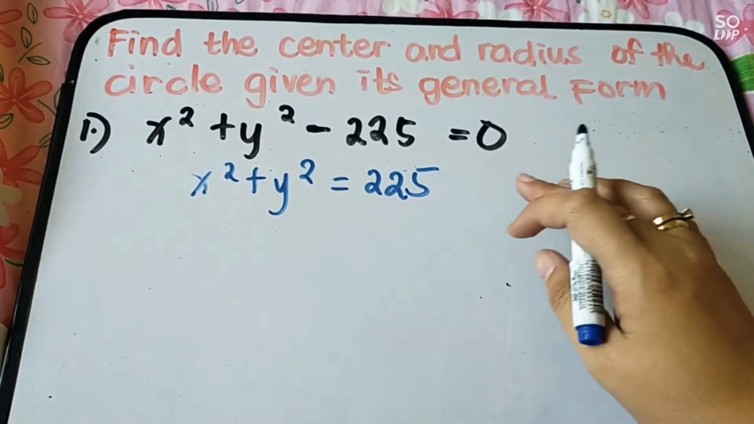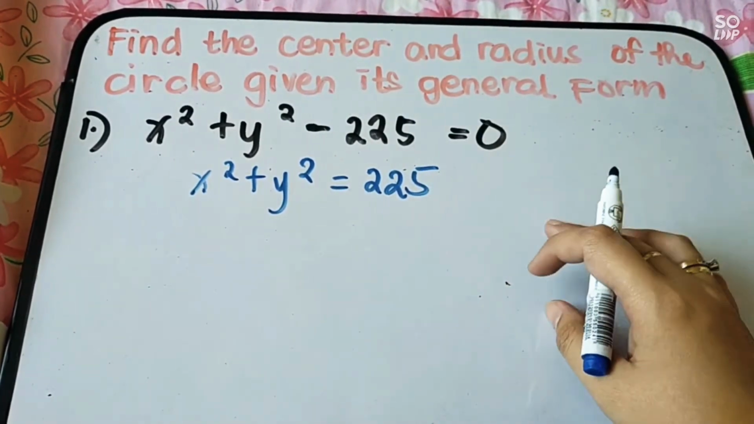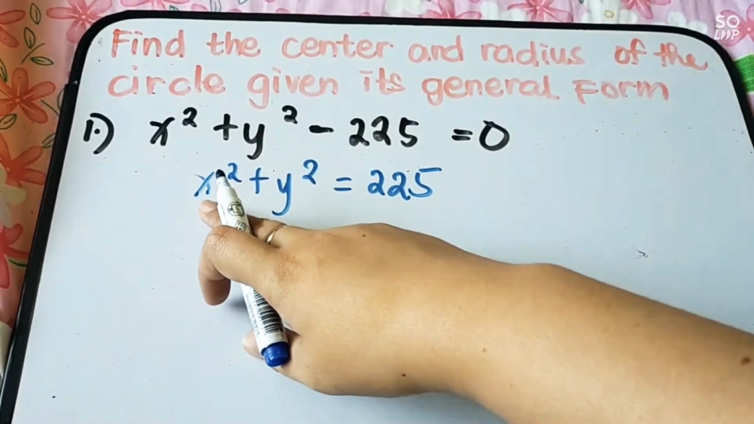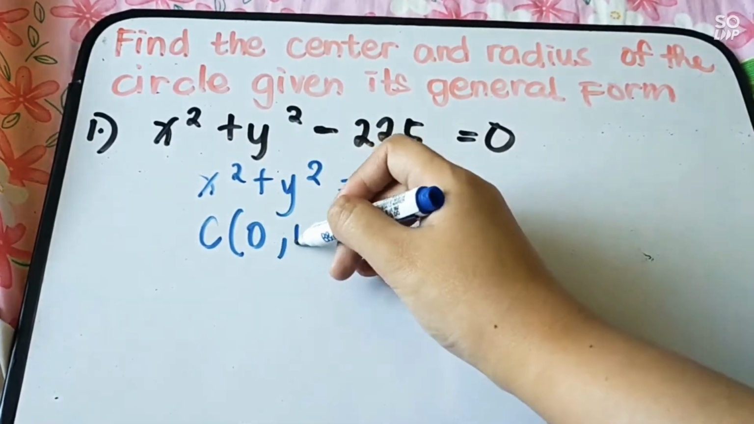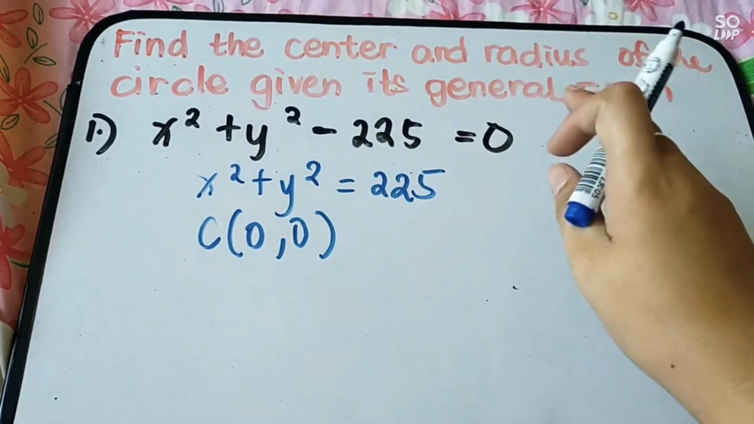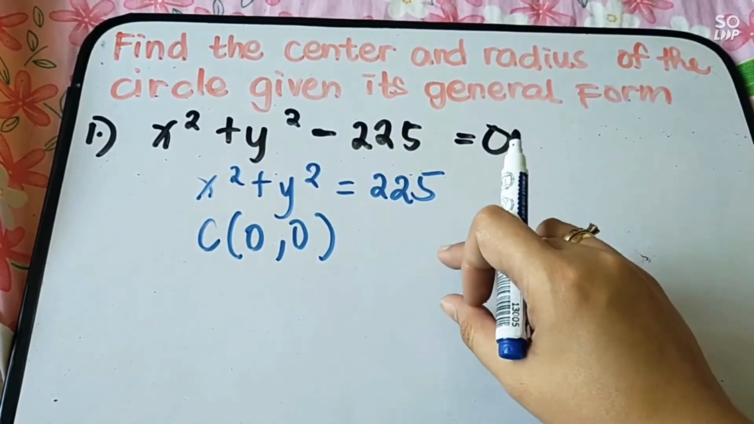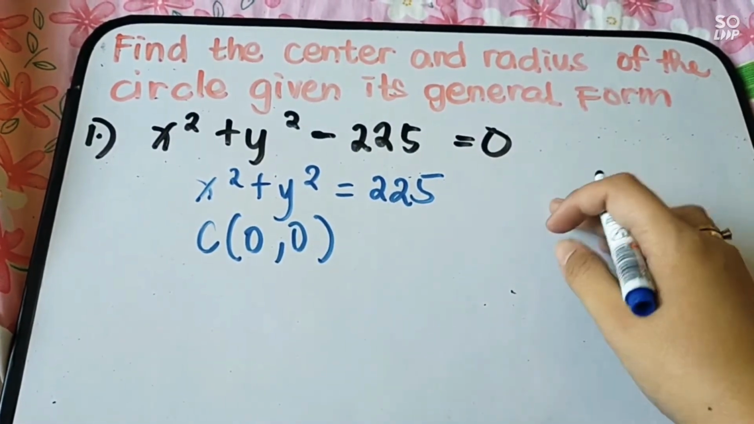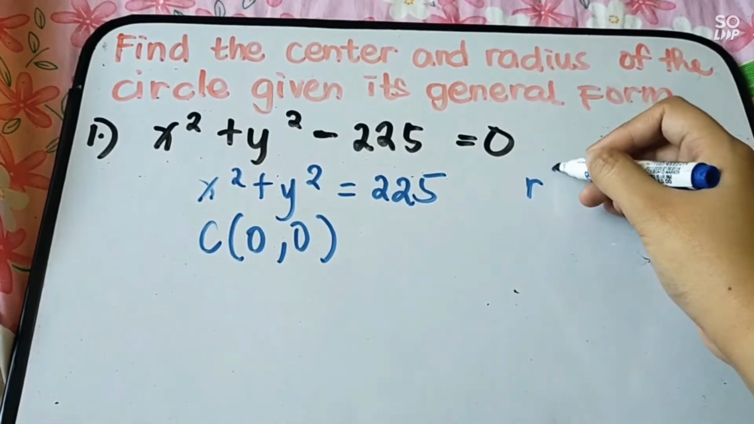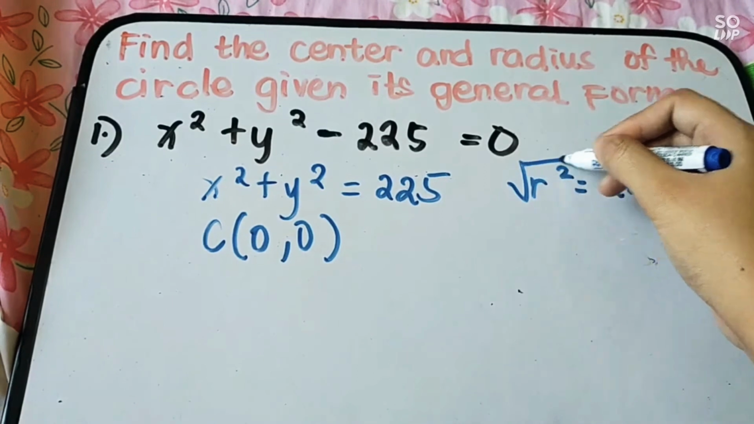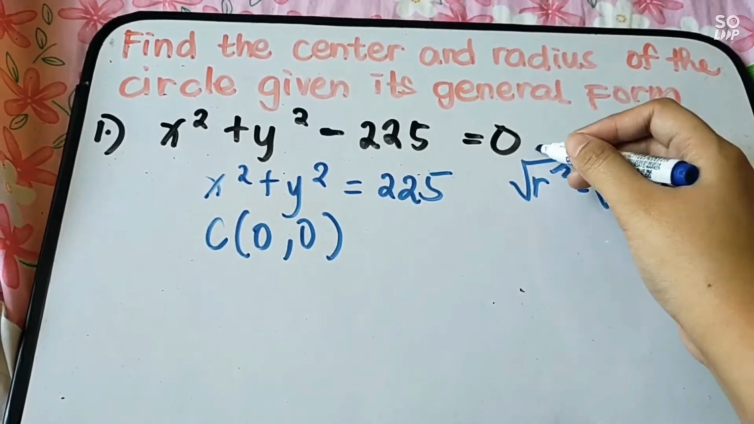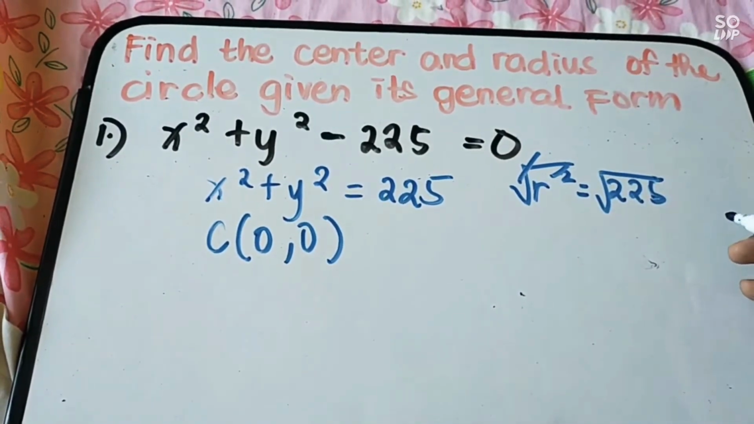Dito, makikita na natin agad yung center niya at saka yung radius. So, wala siyang h at saka k, therefore, ang center niya ay 0 and 0. Meaning, ang center niya ay nasa origin. So, clear? Then, your r squared is equals to 225. Square root mo lang both sides. Cancel, cancel. What is the square root of 225?